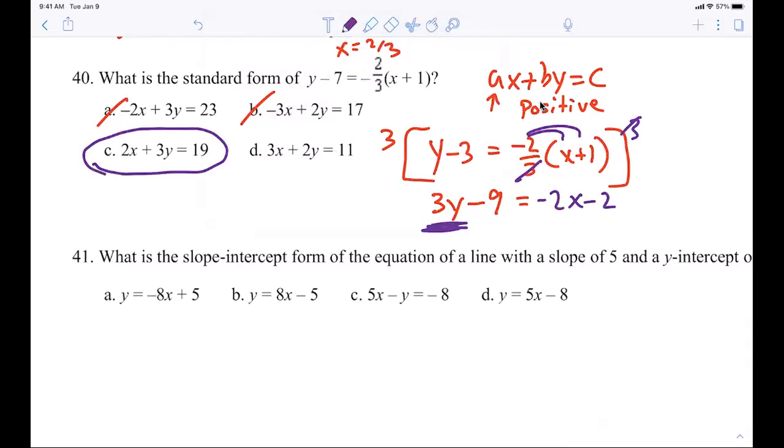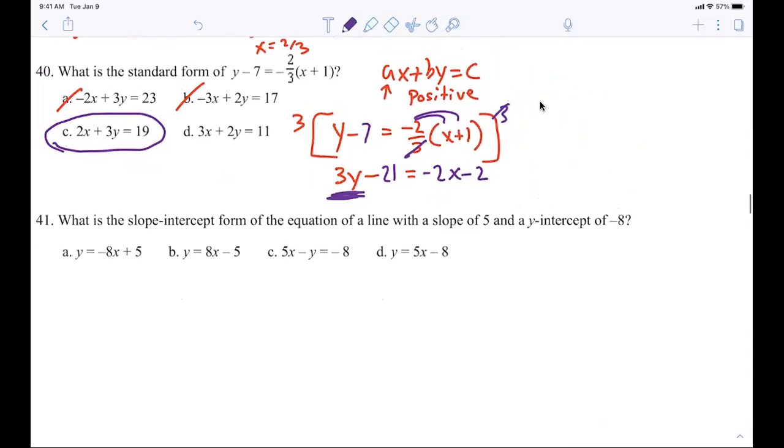How'd you get y minus 3? Oh, I'm so sorry. I thought it was a 3, but it's a 7. It's a 7. I'm blind. Thank you for that. That's supposed to be a 7, and then that would be a 21. Sorry about that. But still, did it change anything really? No, because we knew the answer had to have a 3y in it. But I appreciate that.